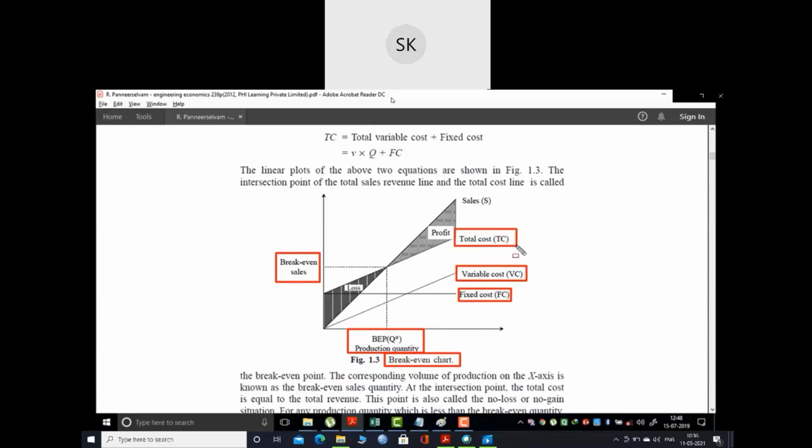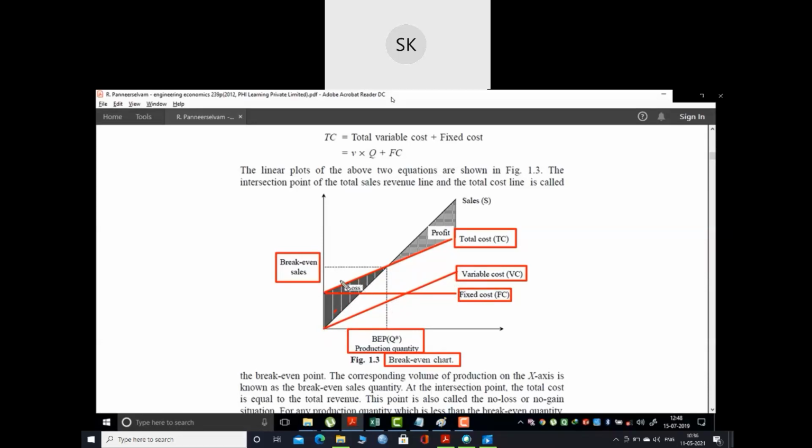So total cost. So let us define the total cost. So total cost is summation of the variable cost and the fixed cost. So this is the line of total cost, and this line is parallel with respect to this line because the fixed cost line is horizontal and it is constant.